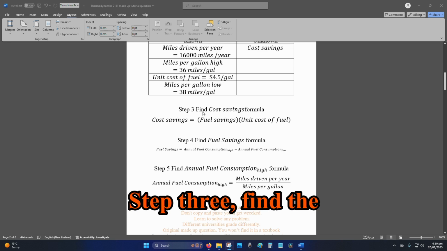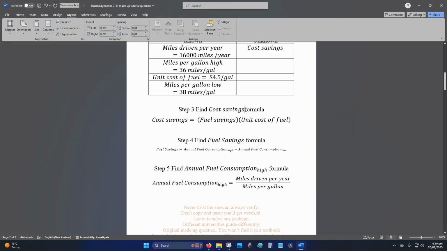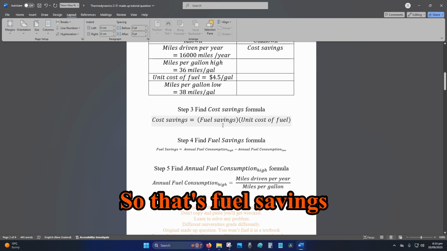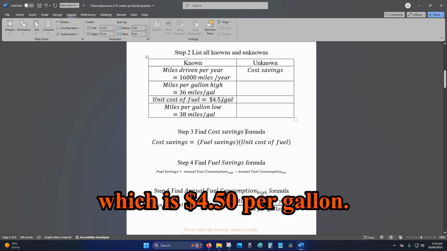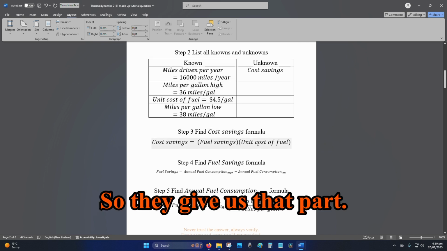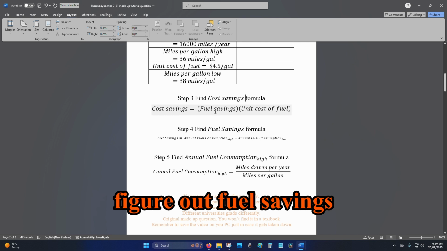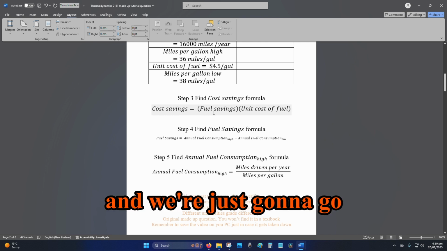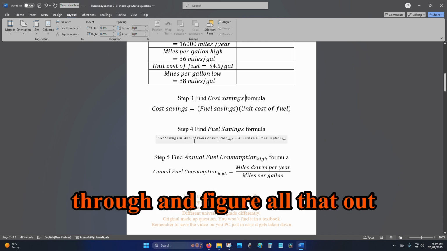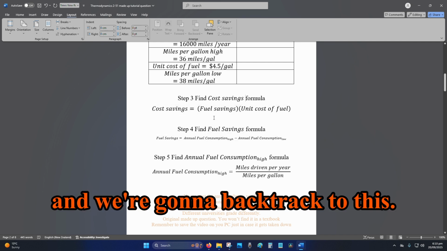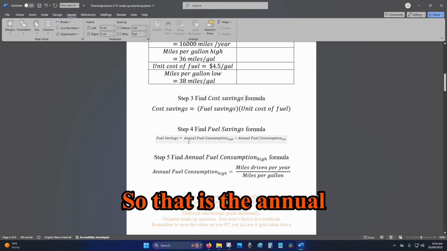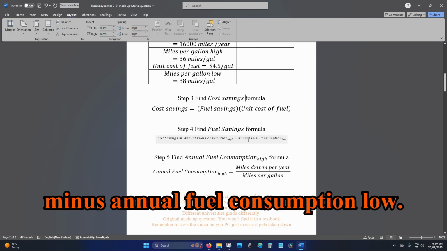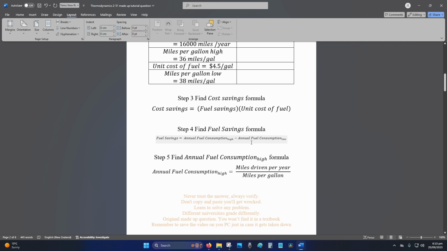Step 3, find the cost savings formula. That's fuel savings multiplied by the unit cost of fuel, which is $4.50 per gallon. They give us that part. We're going to have to figure out fuel savings, and we're going to go through and figure all that out, and then backtrack to this. Step 4, find the fuel savings formula. That is the annual fuel consumption high minus annual fuel consumption low.